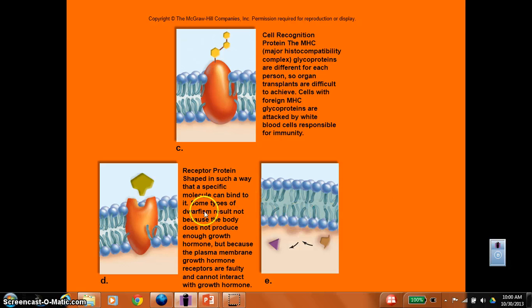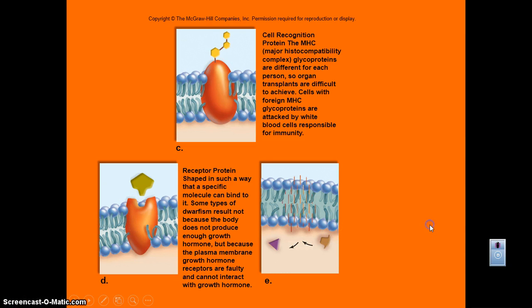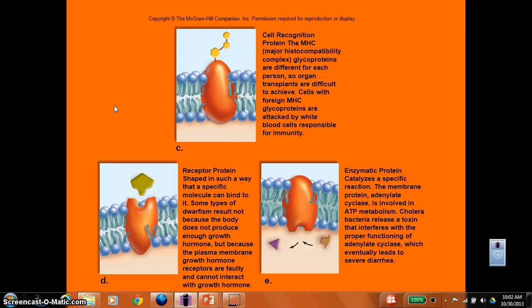The receptor protein that is here has a special shape to it, and it only takes one shape, so this notch is going to fit only this particular protein. It says here that some types of dwarfism do not result because the body doesn't have enough growth hormone being produced, but because in the plasma membrane the growth hormone receptors are faulty. They may be producing enough growth hormone, but the receptor itself here is not able to take it in, so then dwarfism occurs.